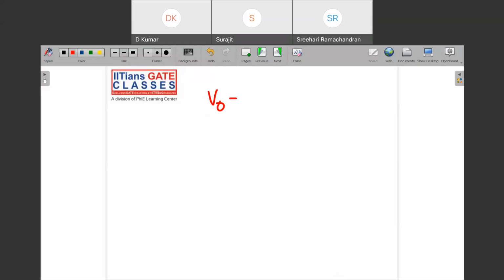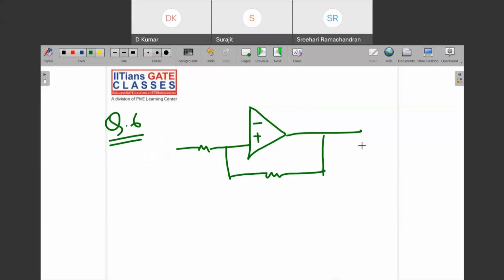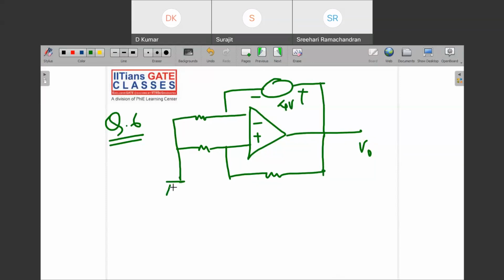Based on finding op-amp gain, I will tell you how to find gain in a single line. It is the next problem. Please write. Problem number 6. This is V naught, and this is minus plus 4 volt. It's given, and these are grounded. This is 10K, this is 2K, and this is 3K. So you have to find V naught.